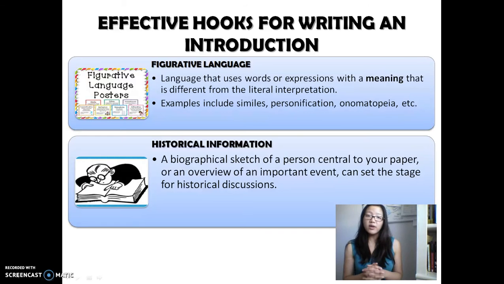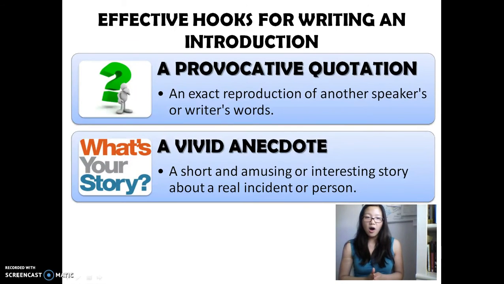Another one that would be great for this research paper is using historical information. Historical information gives a sketch of what person or events you're going to be discussing in your paper, and it can set the stage for how you plan on writing about the who, when, what, where, and how throughout the essay outline. Adding on, we also have a provocative quotation.